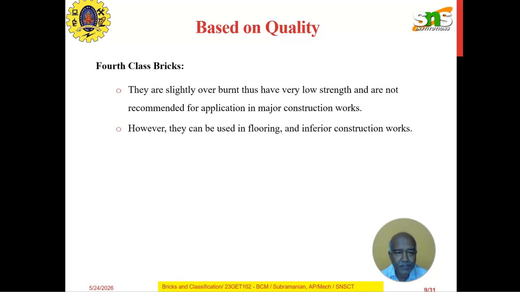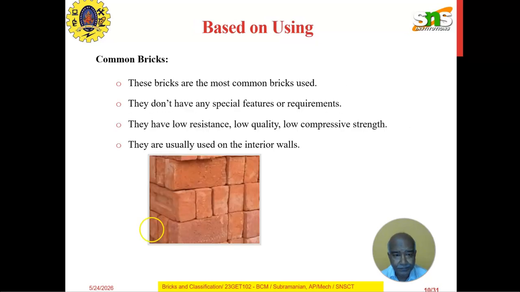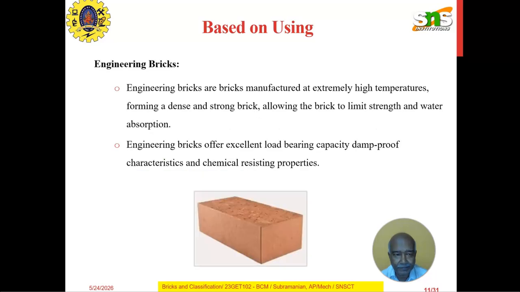The fourth class bricks are also poor bricks. They are not burnt properly and have very low strength, but commercially they can be used for flooring only. These are the types of common bricks. Now on the board is one of the third class bricks, and the first class bricks were shown in the first slide. These bricks are more commonly used as third class bricks, and they have low resistance and low quality. These are not engineering bricks, which commercially have sharp corners.